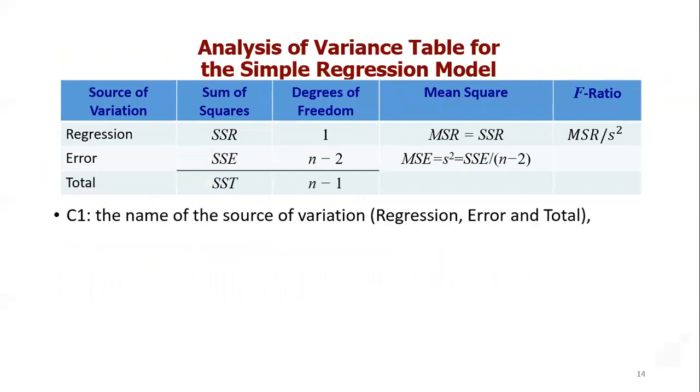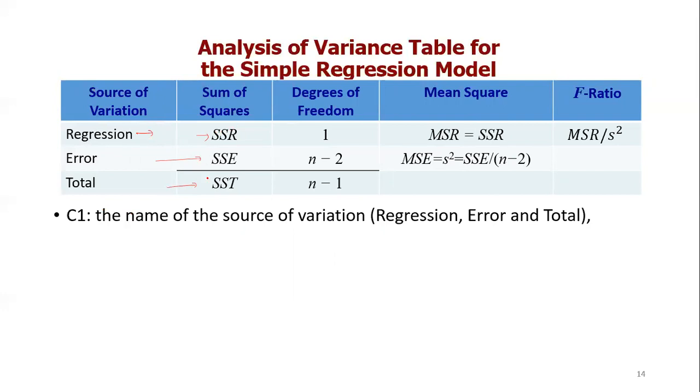So this is the ANOVA table. Generally, we use tables for ANOVA. You have 5 columns here. This is the first column, C1. C1 just shows you the source of the variation. The first part is the regression sum of squares, which is SSR. The second one is SSE, the error sum of squares. And the last one is SST, the total sum of squares.